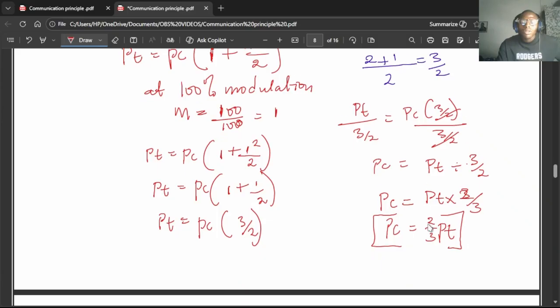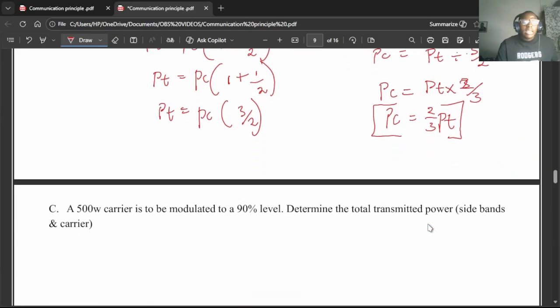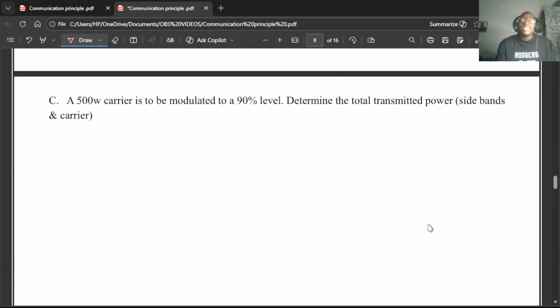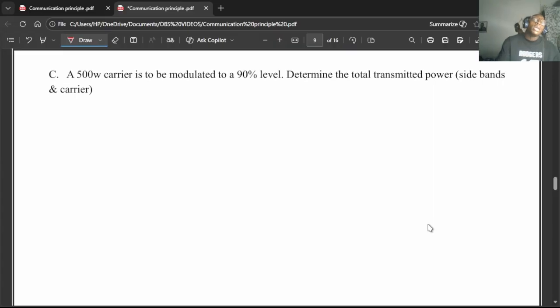What's the next question? The next question is actually for your question 2. This is the C part of your question. Now, what are they saying here? They said a 50 watts carrier. That tells you that your carrier power is modulated to a 90% level. This 90% here is telling you that you have your modulation index. Am I communicating? Now, what are they saying? They say determine the total transmitted power.